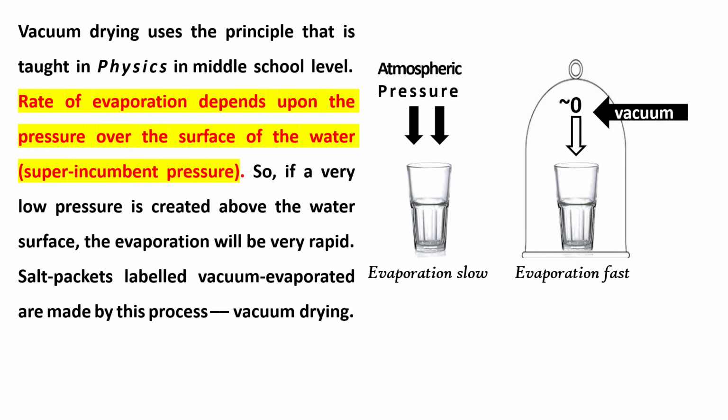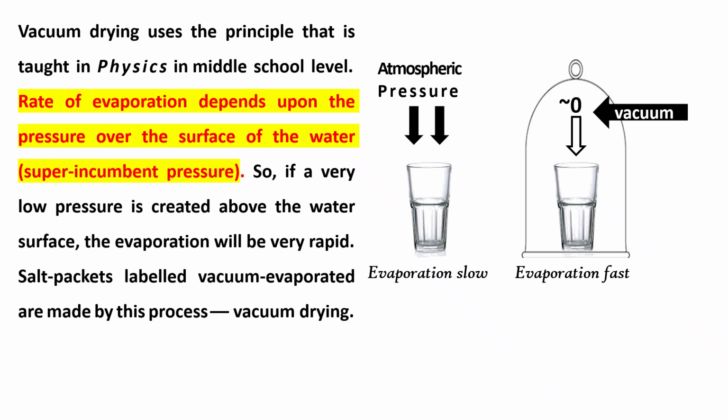Now again, why is it important for school students? This is the basic principle taught in physics, in middle school. The rate of evaporation depends upon the pressure over the surface of the water. The air pressure over the surface of the water determines the rate of evaporation. Low pressure, faster evaporation. So if a very low pressure is created above the water surface, the evaporation will be very rapid. Salt packets labeled vacuum evaporated are made in this process, vacuum drying.